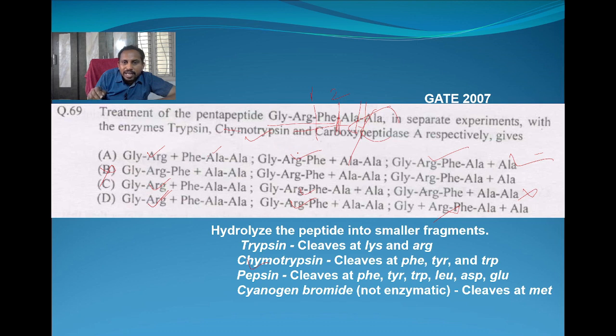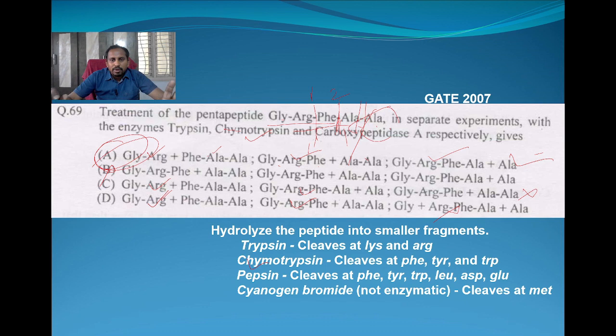In chymotrypsin, it cuts at phenylalanine, tyrosine or tryptophan. So it will cut at phenylalanine, and we'll get this fragment and this fragment separated. So we'll get glycine, arginine, phenylalanine, and this part is alanine. In the first one, trypsin will cut at the arginine side, so this fragment will separate out. We'll get glycine and arginine. So answer A is the correct answer.